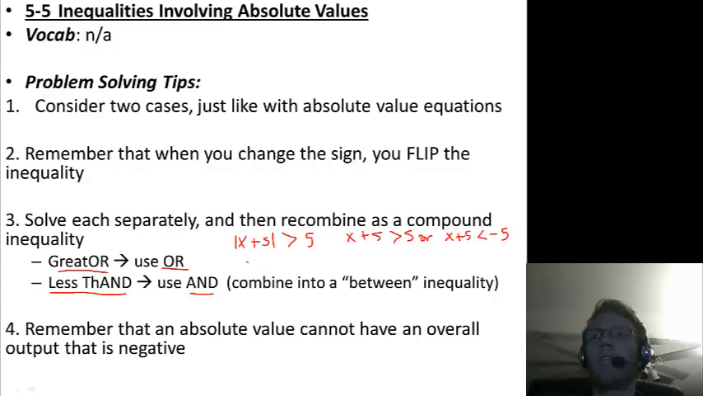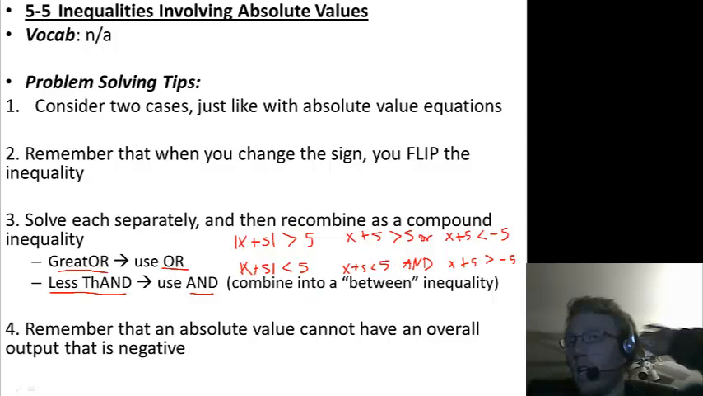On the other hand, if we had the absolute value of x plus 5 is less than 5, that means we want small outputs. So anything less than 5. So x plus 5 less than 5 would work. But here we have to put "and", then we would put here x plus 5 greater than negative 5. Okay, and so this means you have to be between 5 and negative 5. So I wrote here, combine into a between inequality.